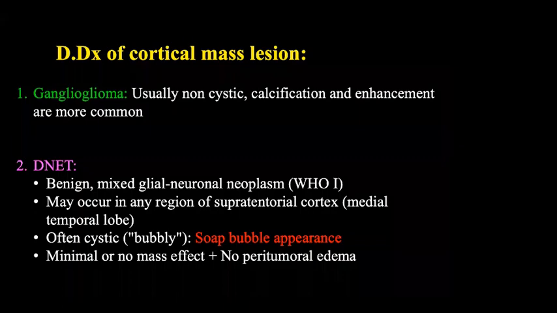Or cortical-based mass lesions. So ganglioglioma is the most common, usually non-cystic. It has calcification and enhancement. DNET is more of a benign one, WHO grade 1, and most commonly within the medial temporal lobe, but can happen anywhere else. And yes, it has the bubbly appearance, minimal or no mass effect, and not much edema or enhancement.